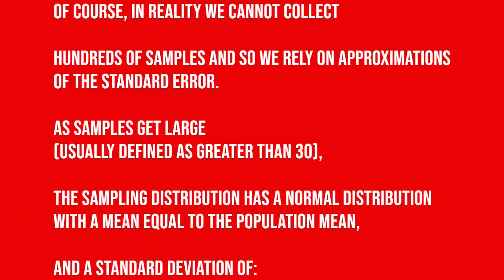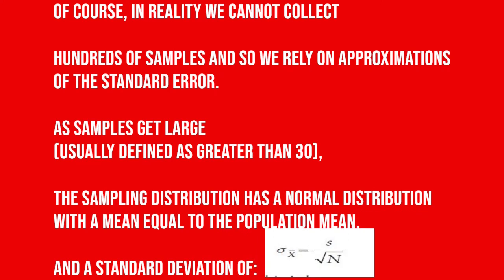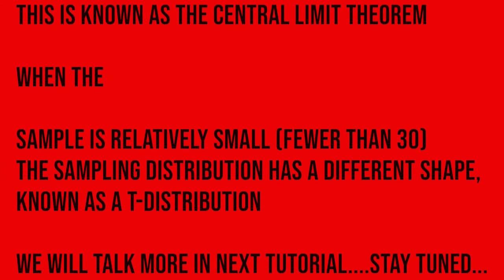Of course, in reality, we cannot collect hundreds of samples and so rely on approximations of the standard error. As samples get larger, usually greater than 30, the sampling distribution has a normal distribution with a mean equal to the population mean, and the standard deviation looks like this formula. This is known as the central limit theorem. When the sample is relatively small, less than 30, we apply the t-distribution. We'll talk about this in more detail in our next tutorial.